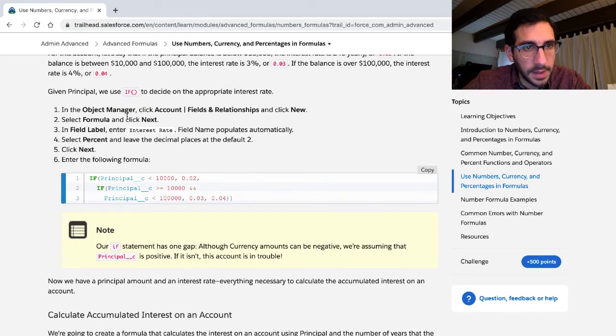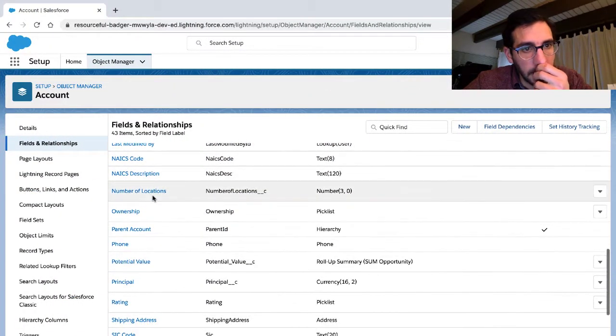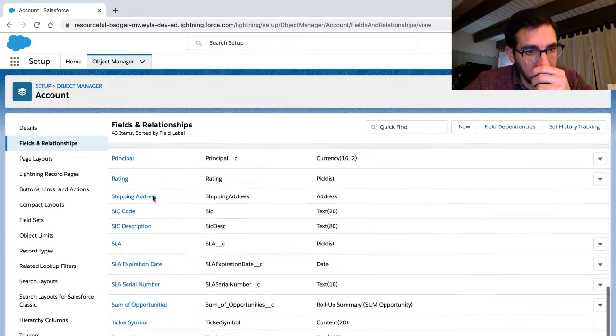Okay, in the object manager, click account, fields and relationships, and click next. Go to account, fields and relationships. I thought I already got down here.